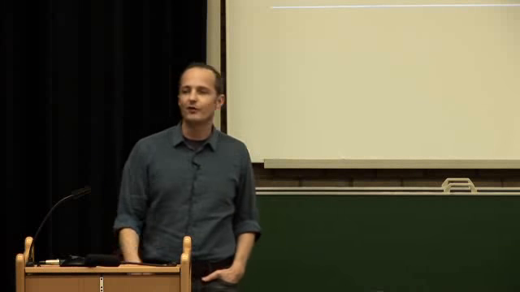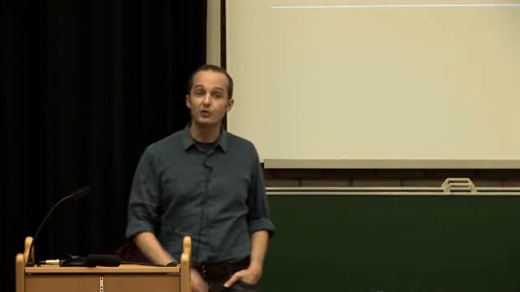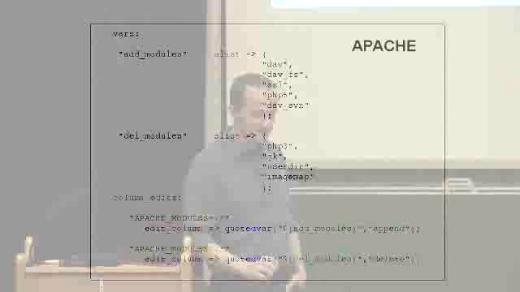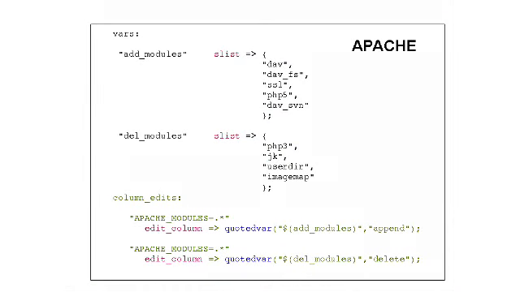So we need a way of automating this procedure. Wouldn't it be nice if we could simply say, we'll use our access control list kind of approach and say, here is a list of modules that I want to have. These are things I want to be added. And here's a list of modules that I don't want to have, things I want to be deleted.